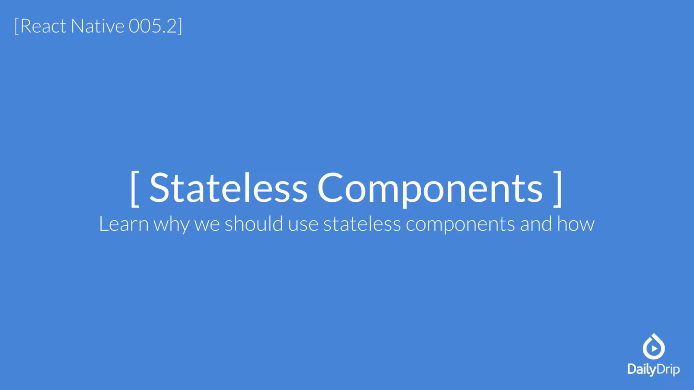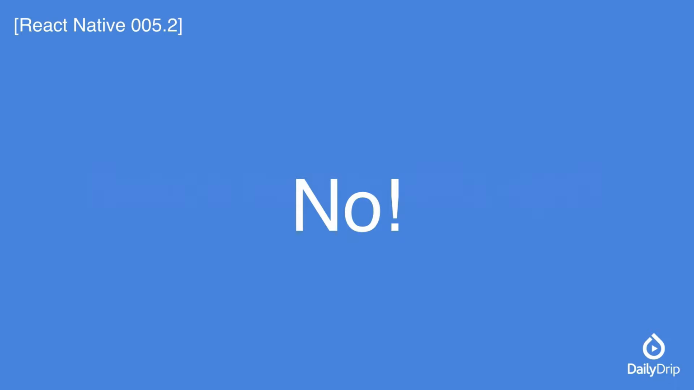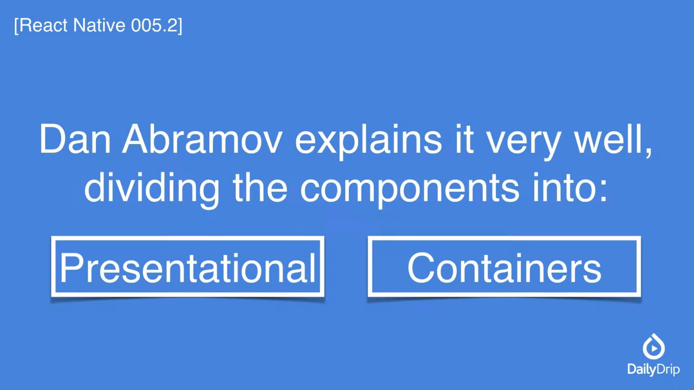We are going to talk about stateless components today. In the React architecture, you would think React is the V in MVC, right? No, actually React is the V and C. Dan Abramov explained it very well, dividing all the components into presentational components and containers. Let's take a look.